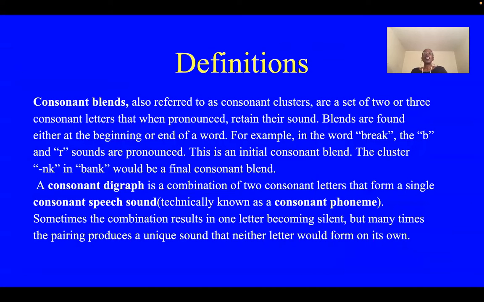Now, let's look at the concept of the consonant blend. And I will read this definition to you. Consonant blends, which are also consonant clusters, are a set of 2 or 3 consonant letters that, when pronounced, retain their sound. Blends are found at either the beginning or at the end of a word. For example, in the word break, the B and the R are pronounced.